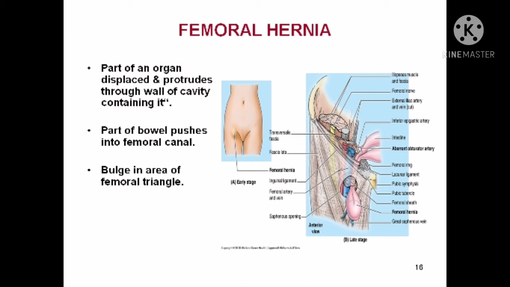The femoral hernia. First of all, the definition of hernia: it is a part of an organ displaced and protruding through the wall of the cavity containing it. The femoral hernia is when a part of the bowel or intestine pushes into the femoral canal. It bulges in the area of the femoral triangle as shown in the diagram on the right side.